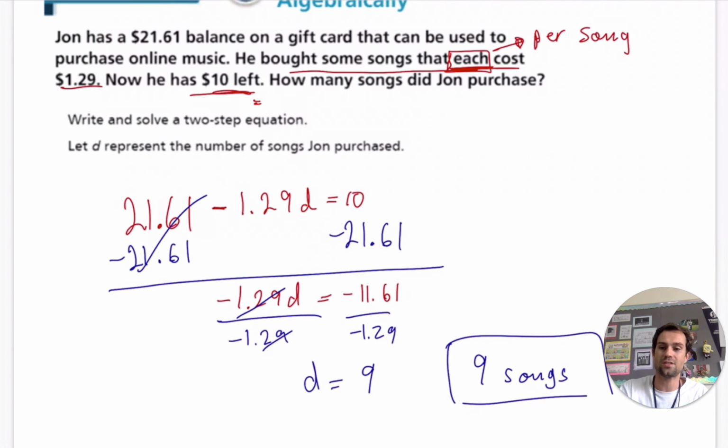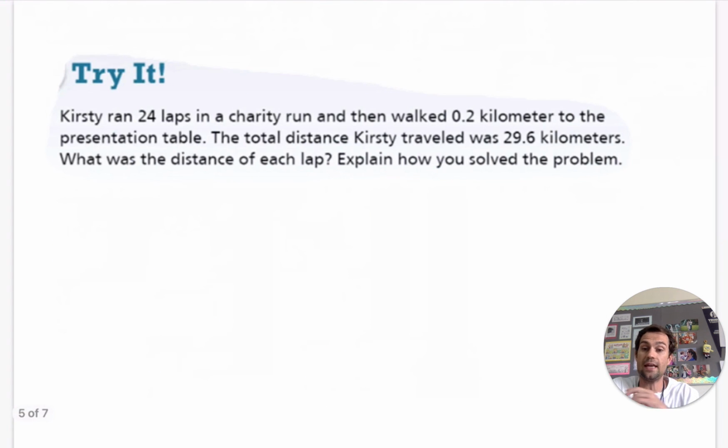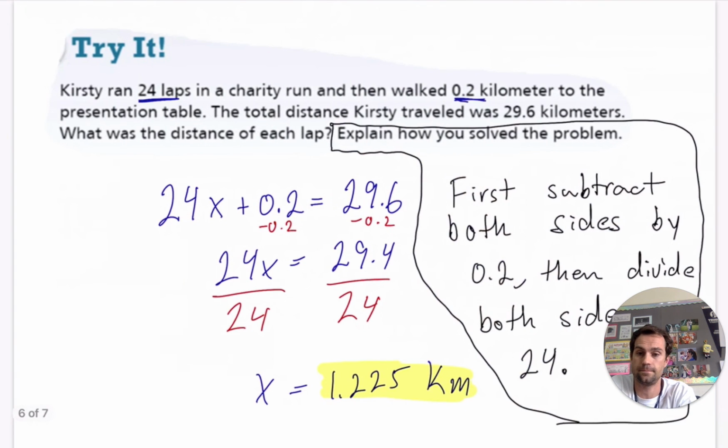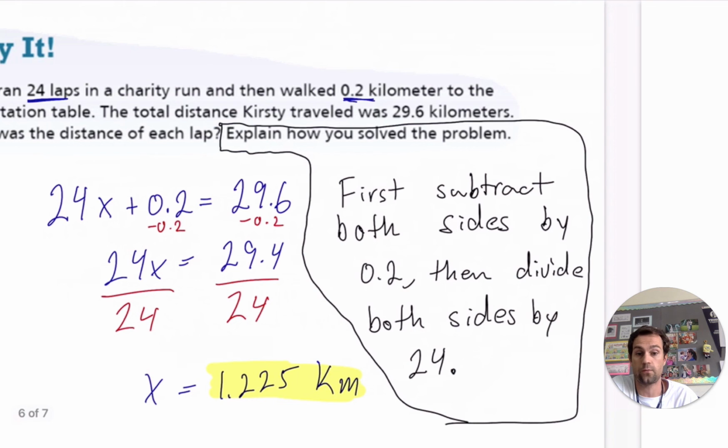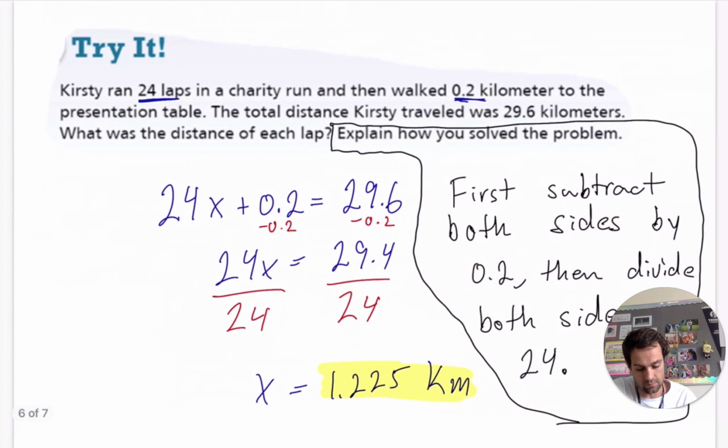Okay? Almost done. This video is a little long. Apologies. All right, go ahead and try this question out. Type it in. Okay? And here is what you should have gotten. The first step is you first subtract 0.2 from both sides, then divide both sides by 24. So it should be 1.225 km.